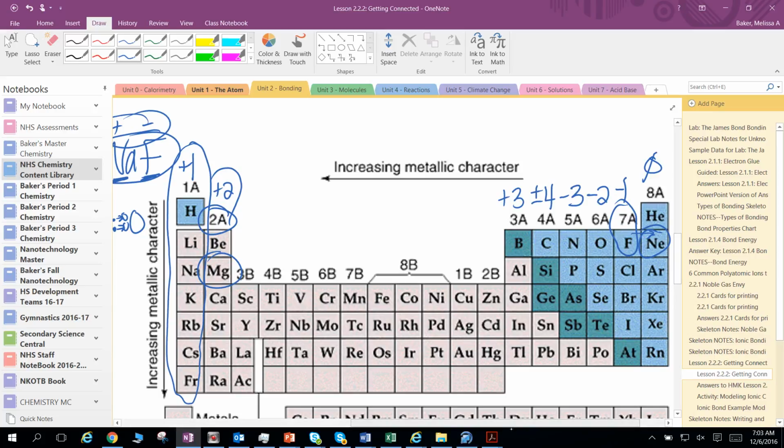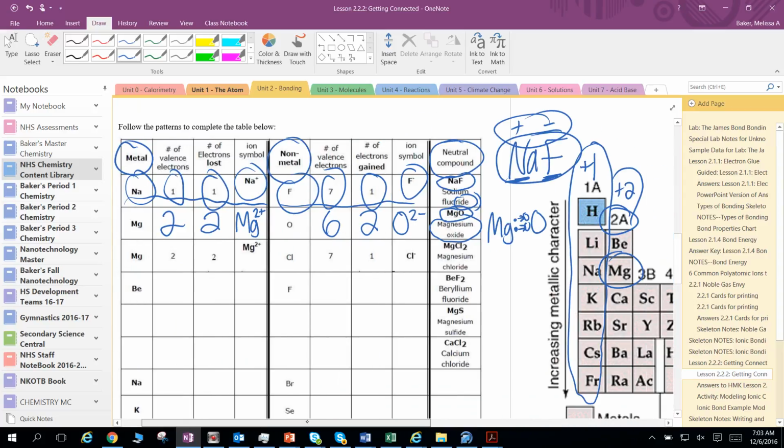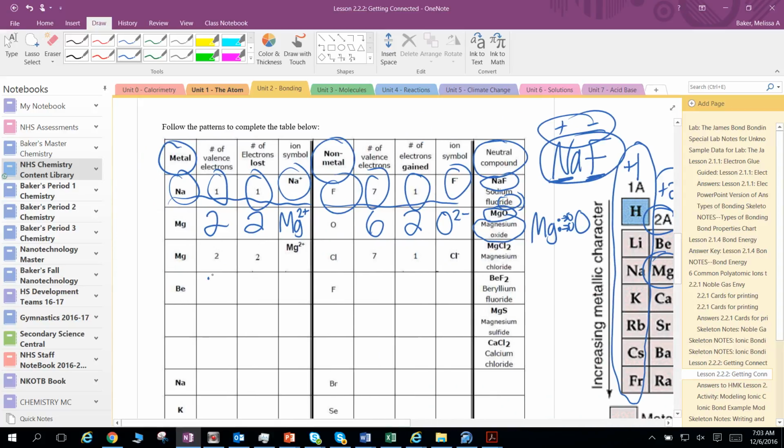So if you ever don't want to think, which I don't recommend, but you can always look at the pattern there and write out your oxidation number. So let's go do some more.